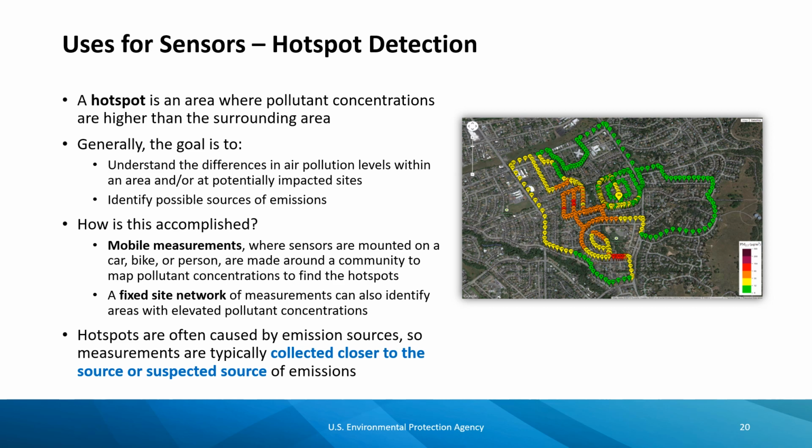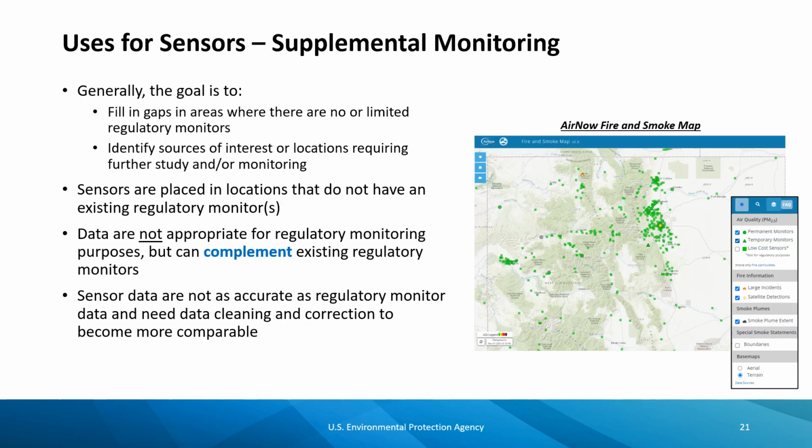In a fixed site network, measurements can identify areas with elevated pollutant concentrations. Hotspots are often caused by emission sources, so measurements are typically collected closer to the source or suspected source of emissions. The second example of a comparison application is supplemental monitoring.